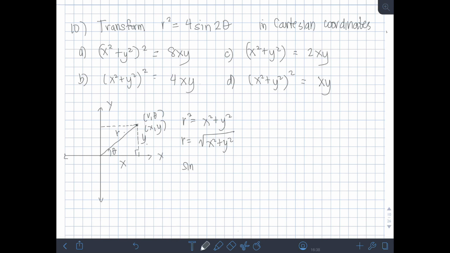So, sine theta is equal to opposite over hypotenuse. The opposite of theta is y, so y over the hypotenuse, which is r. So, y is equal to r sine theta.